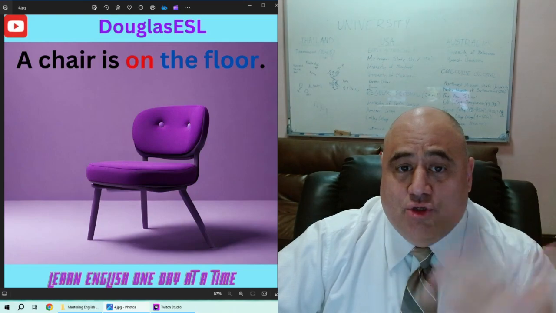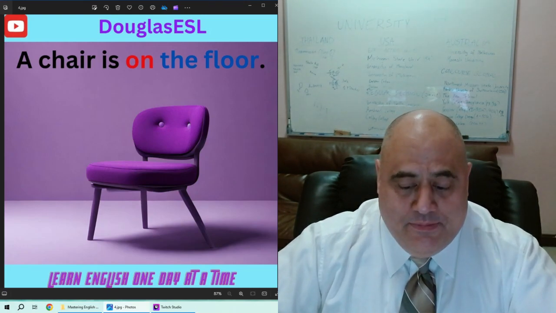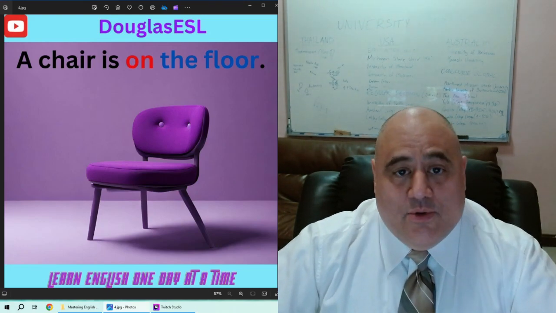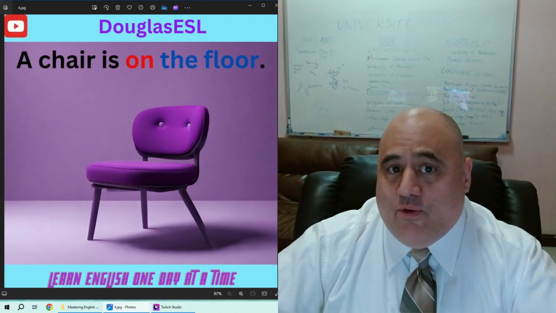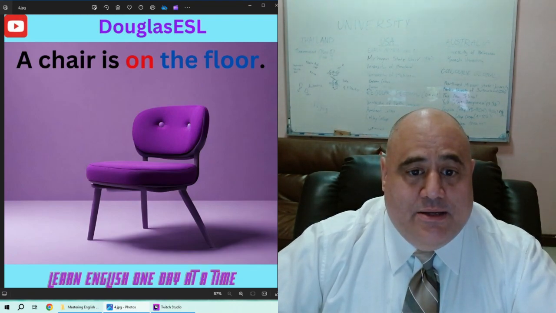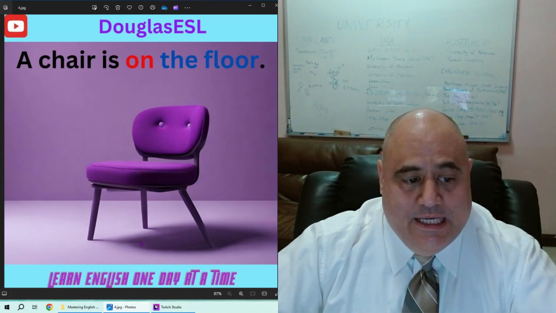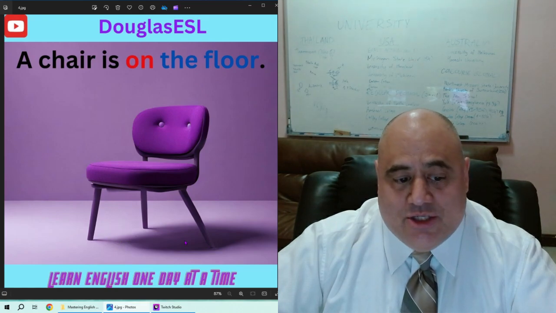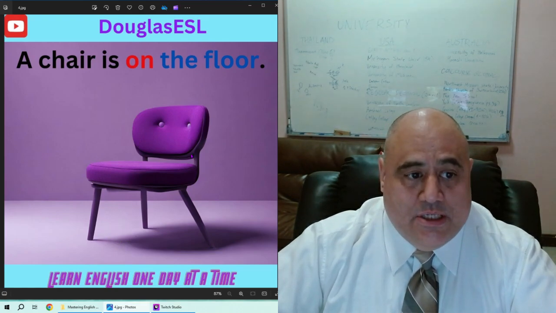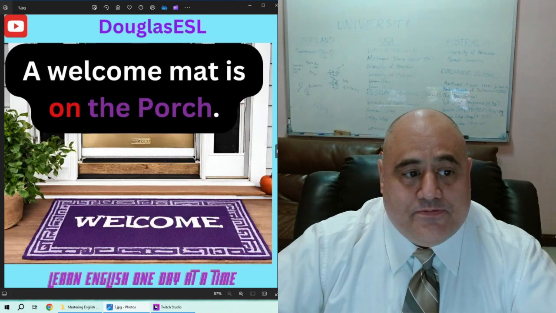Let's look at some more visual examples. This is part of the new format we're using here on Douglas CSL. A lot more visual items we're putting on here. The first one, a chair is on the floor. So the chair is sitting, or its legs are on the floor. So it's on the floor.